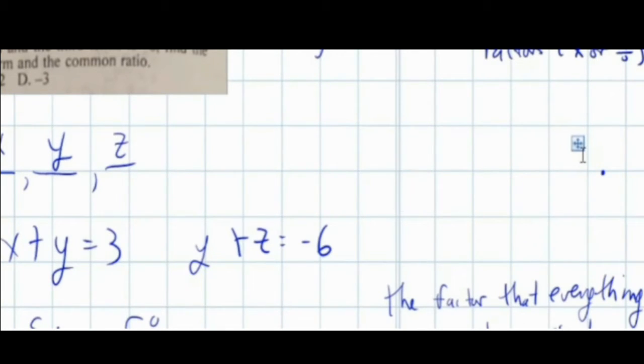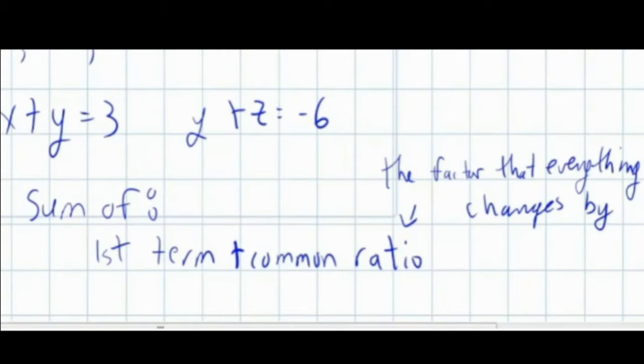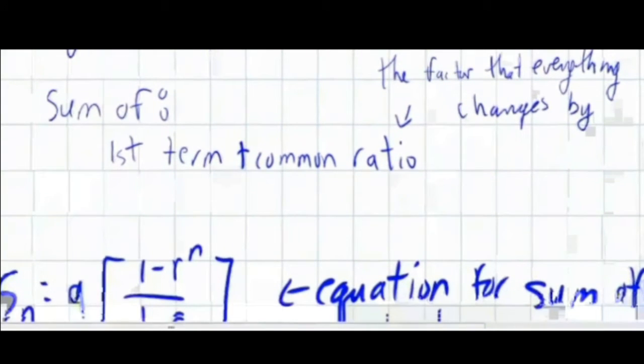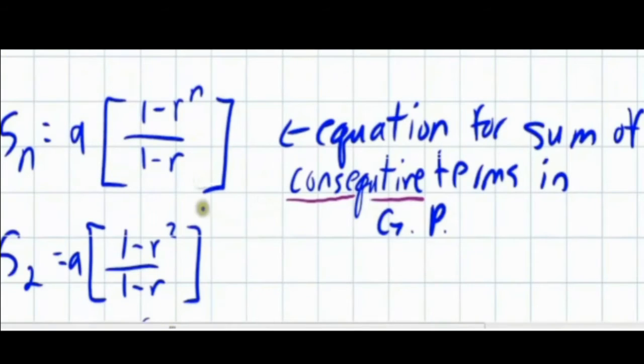And what they're saying is that the first two terms add up to 3, and the second two terms add up to negative 6. I've written out what that means, just represented by letters. And then I broke down what it is that they want us to find, right? They said find the sum of the first term and the common ratio. So just remember that those are two different things we're trying to find, and at the end we have to add those things up, and that'll give us our overall answer. And I've just labeled that the common ratio is going to be the factor that everything changes by. So first we're starting off with this equation.